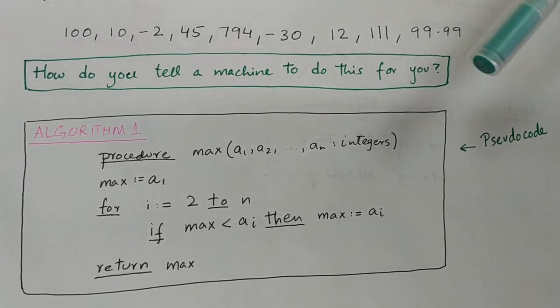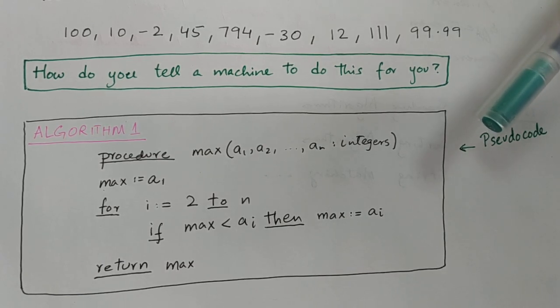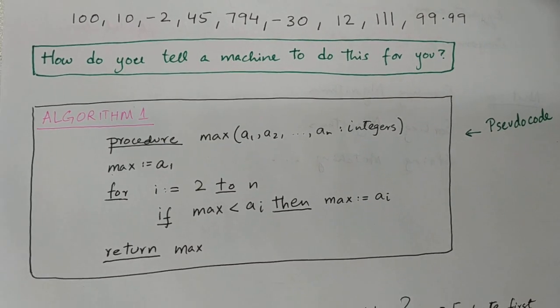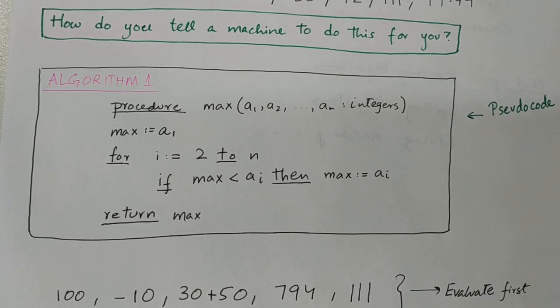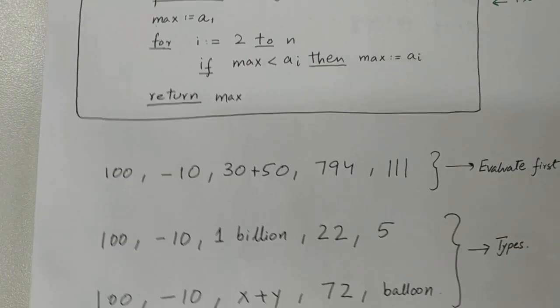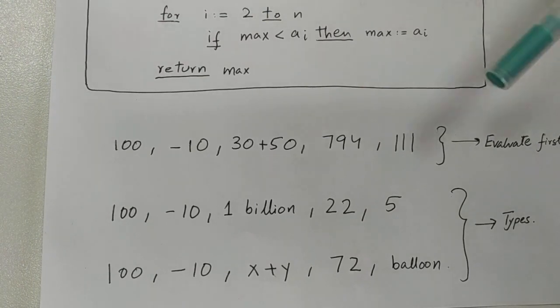Right, so that's just a basic example of an algorithm, and that's just what an algorithm is. It's just a sequence of steps designed to solve some particular problem. Now let's modify the problem a bit. Let's suppose I change the list of inputs. So now my inputs contain 100, minus 10, 30 plus 50, 794, 111.